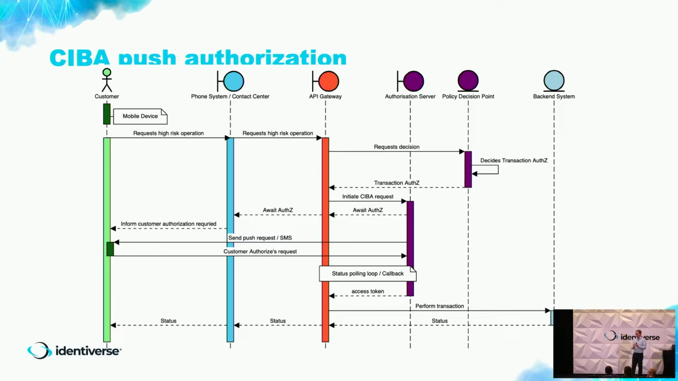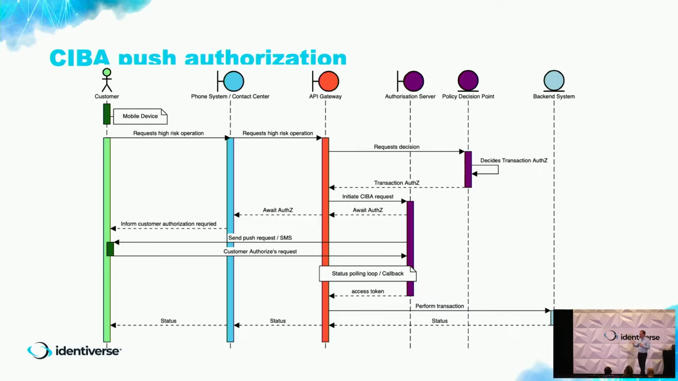Do I deny this request? Or do I perhaps put some additional requirements on this request before it goes ahead? So maybe we say we want to do strong customer authentication. We want to have this transaction authorized. And the PDP can pull data from multiple sources and use that to make a risk-based decision.